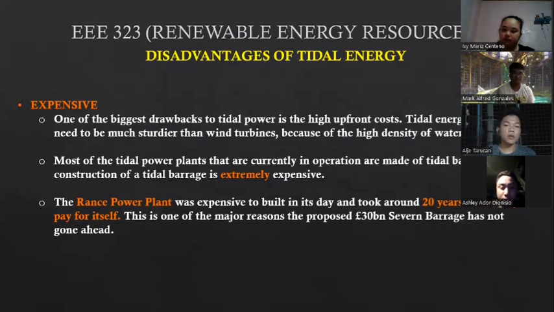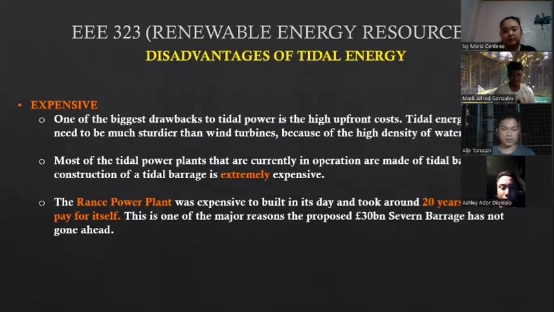Most of the tidal power plants that are currently in operation are made of tidal barrage. The construction of a tidal barrage is extremely expensive. The Rance power plant was expensive to build in its day. It took around 20 years to actually pay for itself. This is one of the major reasons the proposed Severn Barrage has not gone ahead.